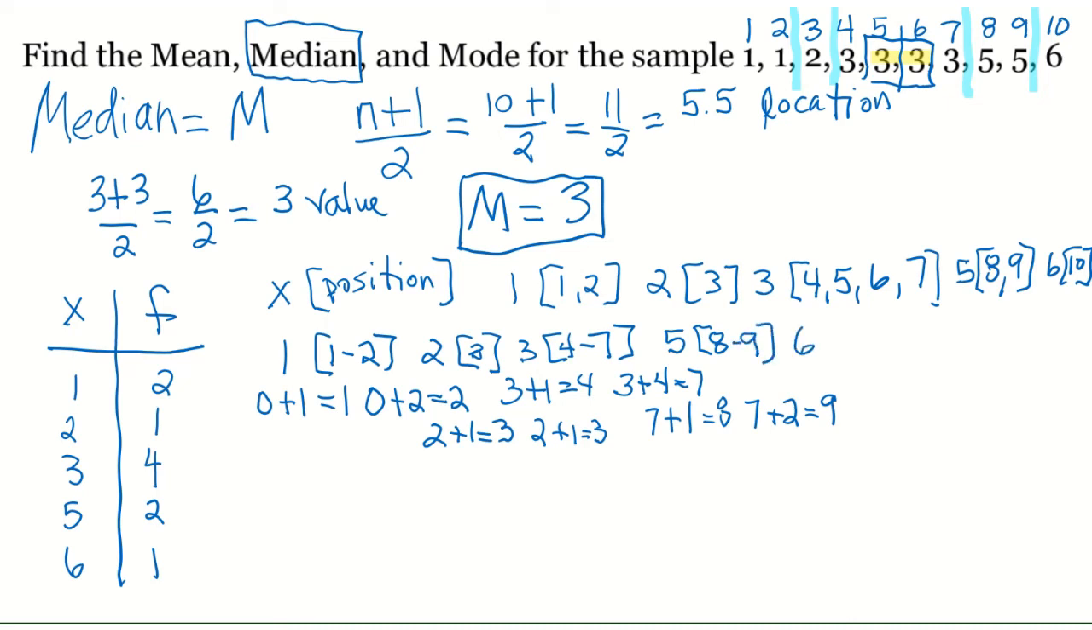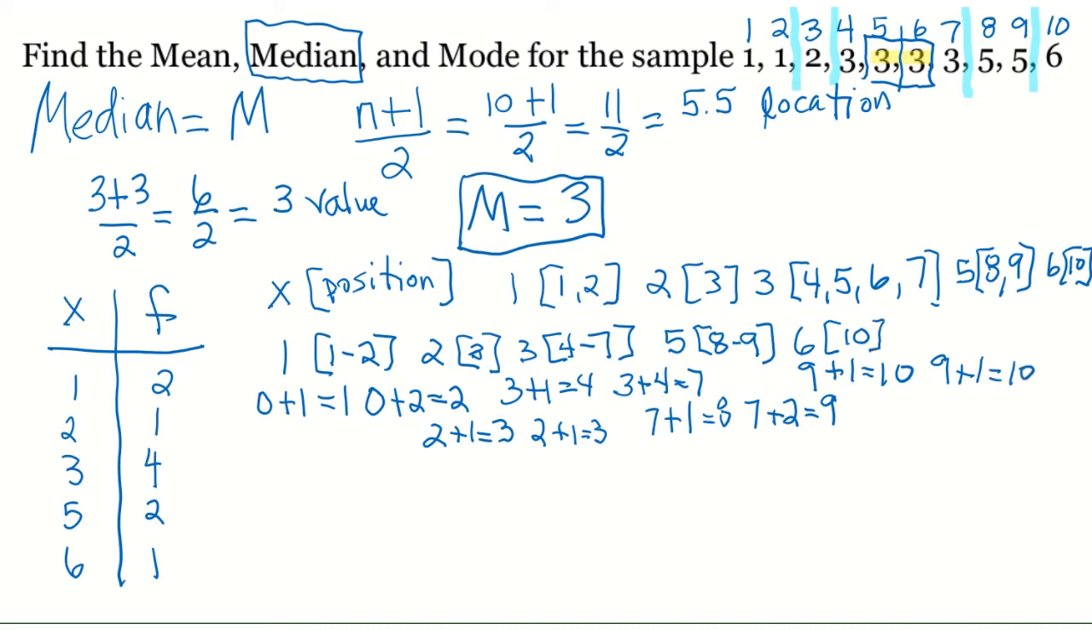And then I'm going to do the same thing for the last one. I'm going to take that 9 and add 1. And that's going to give me my lower boundary. And this has a frequency of 1, so that means that the lower and the upper boundary are going to be the same number.